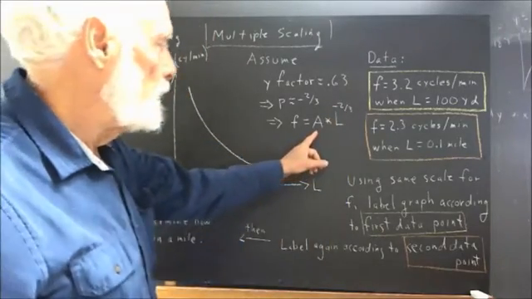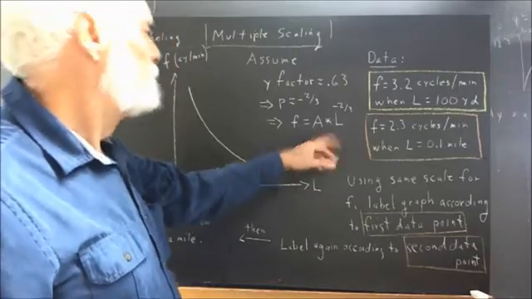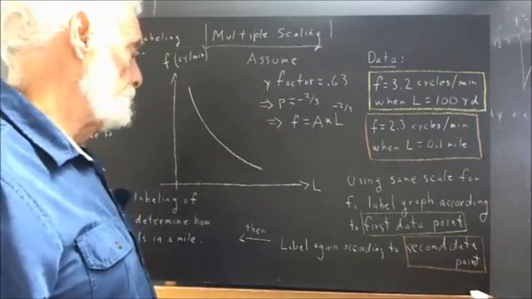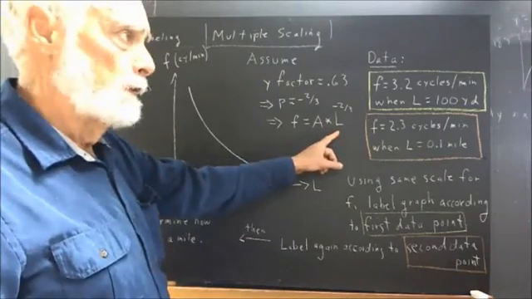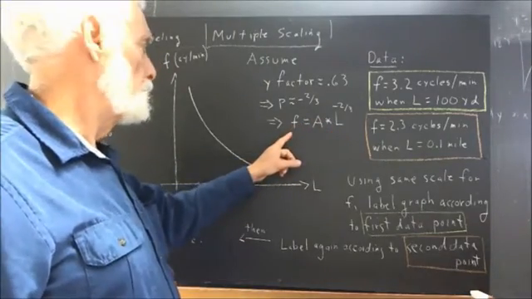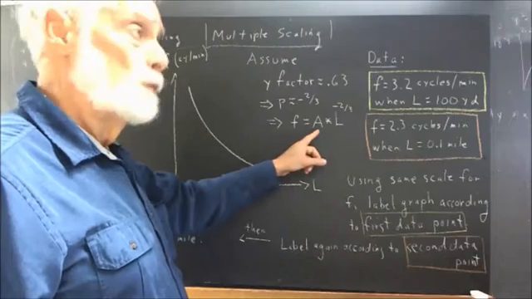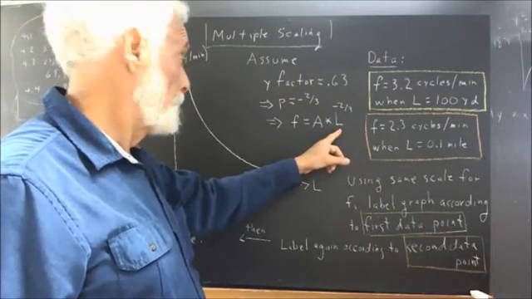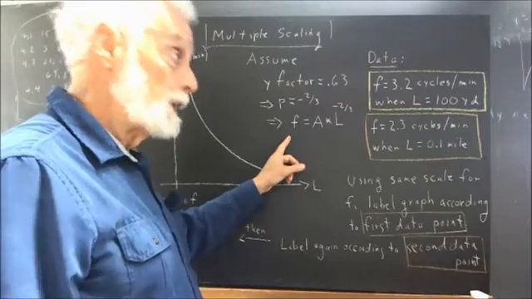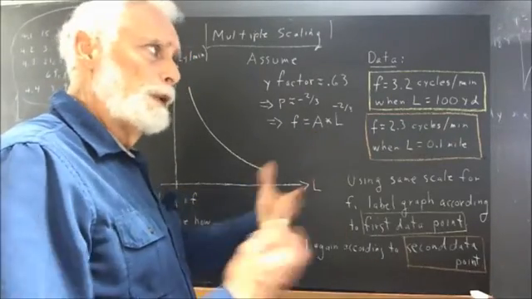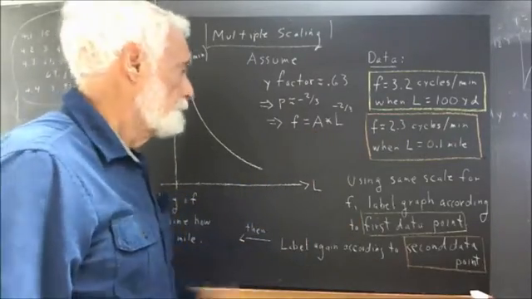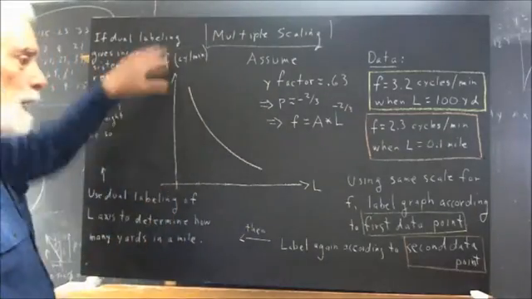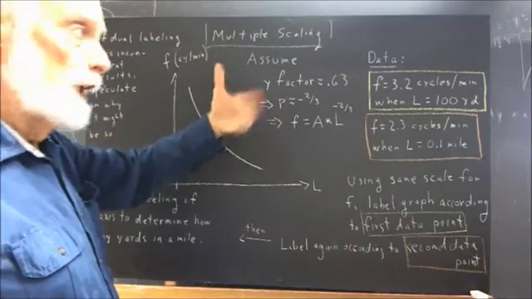Now this number A is going to depend on what units we use to measure length and what units we use to measure frequency. So if we measure length in feet and frequency in cycles per minute, we're going to get one value of A. If we were to measure length in centimeters and frequency in cycles per second, our value of A would be completely different.